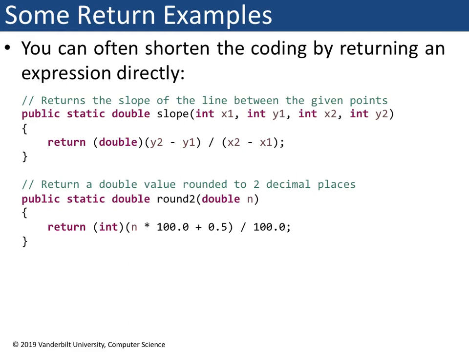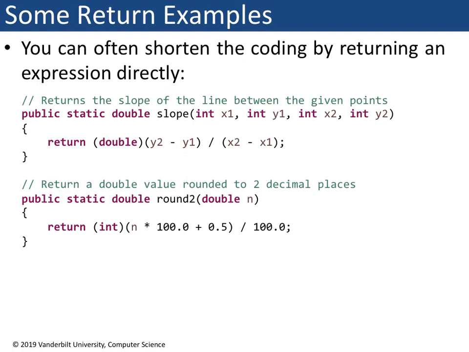Similarly, in the bottom, the parentheses is evaluated first. So just as we did previously, we multiply the number by 100 and then add 0.5. We cast that to an integer to chop off the decimal place. It's truncated, not rounded, but because of the 0.5, this effectively rounds it. And then we are dividing by 100.0. So this is a double literal. So we have an integer divided by a double, in which case the result is a double. So this expression evaluates to the rounded to 2 decimal places version of n, and then we return that expression value to the caller.